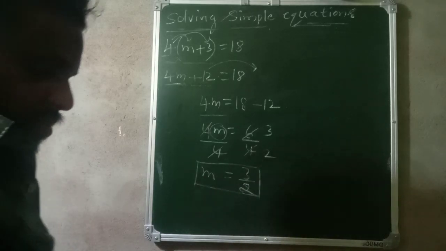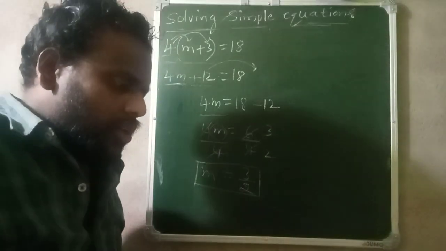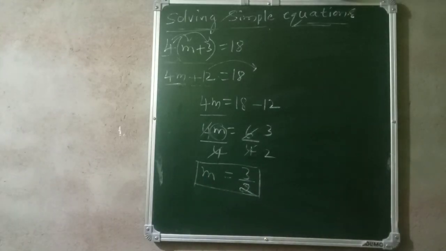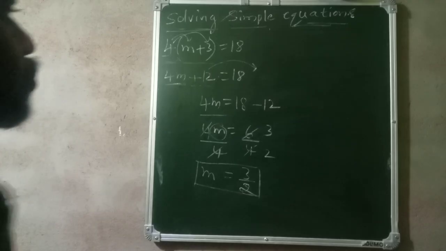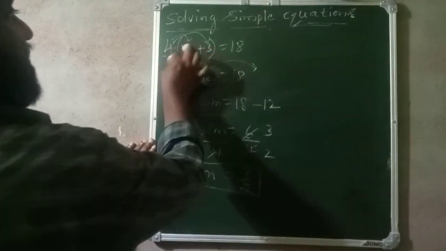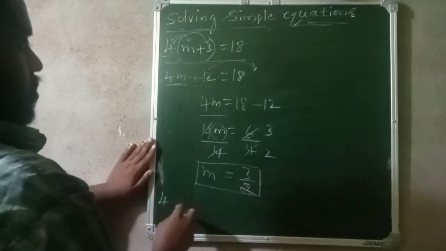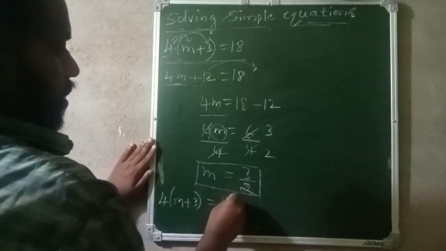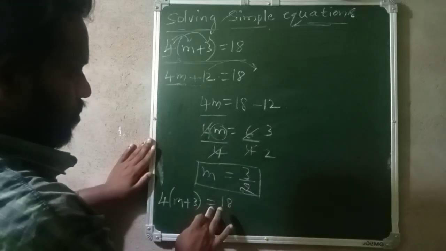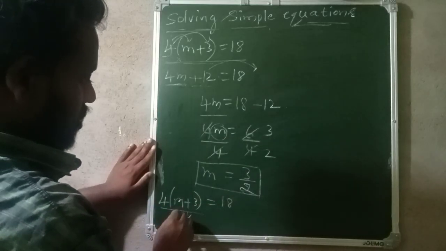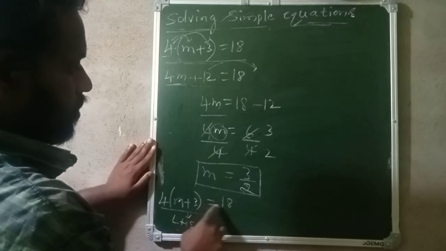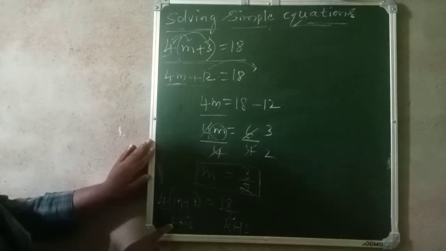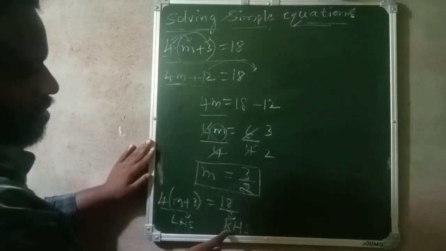This is the answer. Now we will check whether this answer is correct or not. So before that, write this given equation: 4 into m plus 3 is equal to 18. Okay. See, before this equal sign, whatever is there, that is LHS. After this equal sign, whatever is there, that is RHS. So LHS means left hand side, RHS means right hand side.